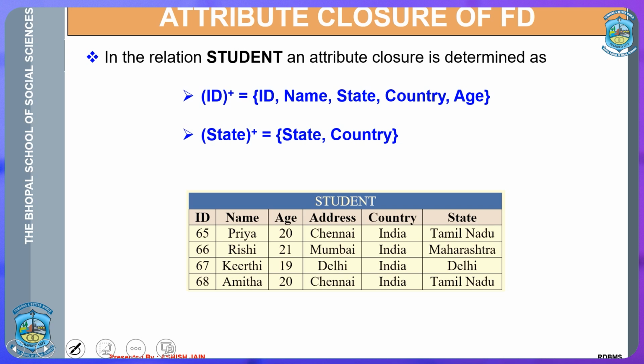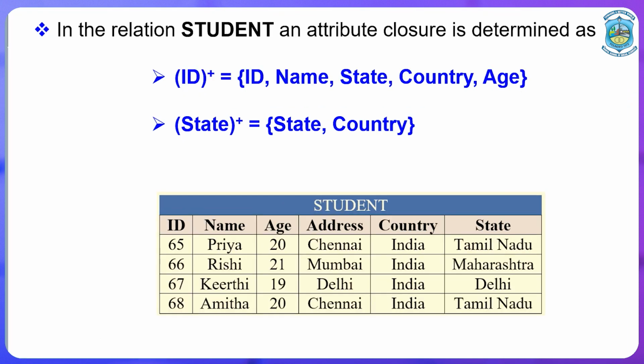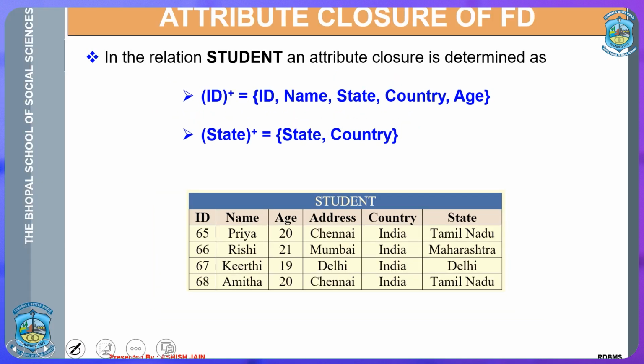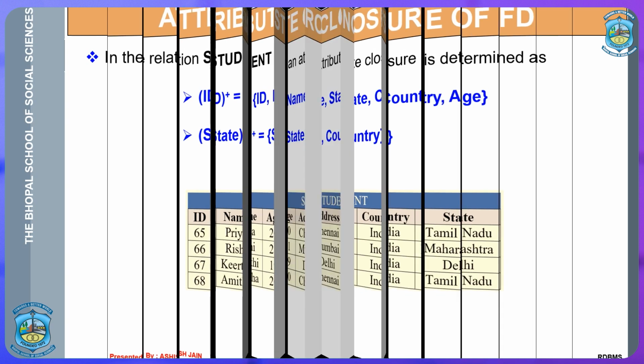So we have ID, obviously every attribute is a closure of itself. Then from ID we can refer to the name, we can refer to the state, age, country, all other fields because ID is a primary key here. Next we have the closure of the attribute state. Here state, obviously it is a closure of itself, so we have to include state as well as country because country is associated with the state, not with the name, not with the age or any other component, right. So state plus, or state closure, contains state and country. In this way we can calculate the closure of any attribute.